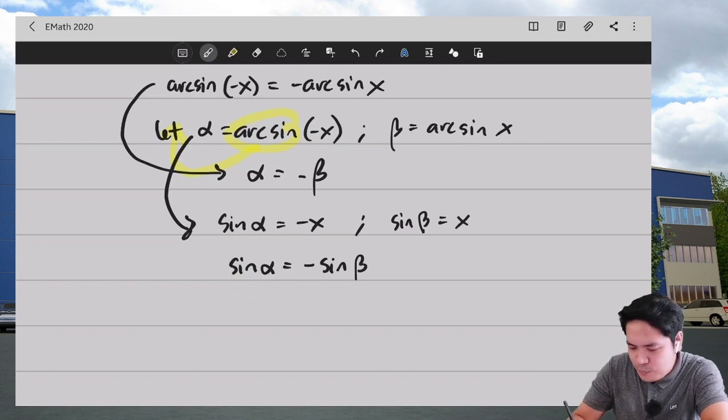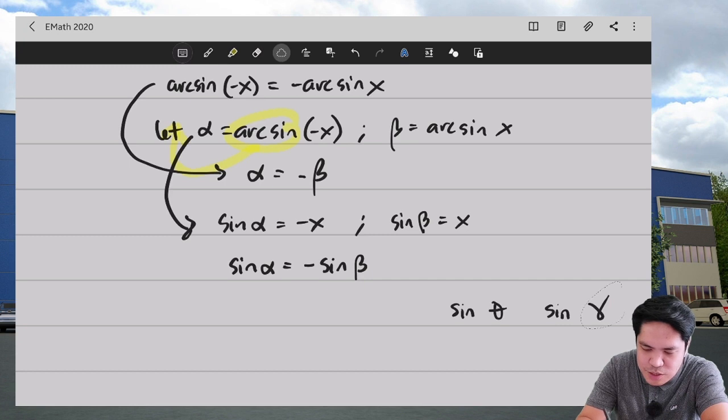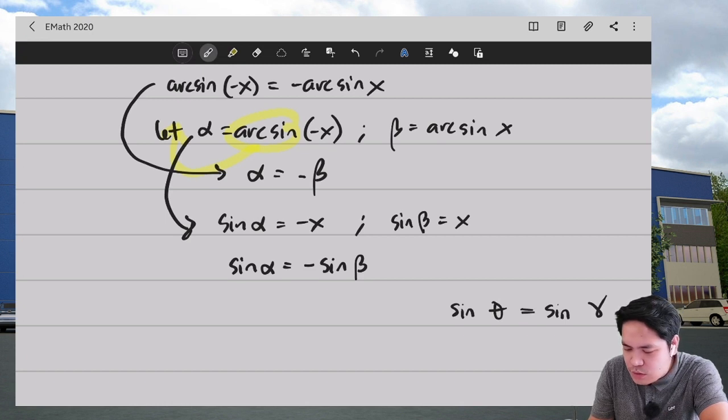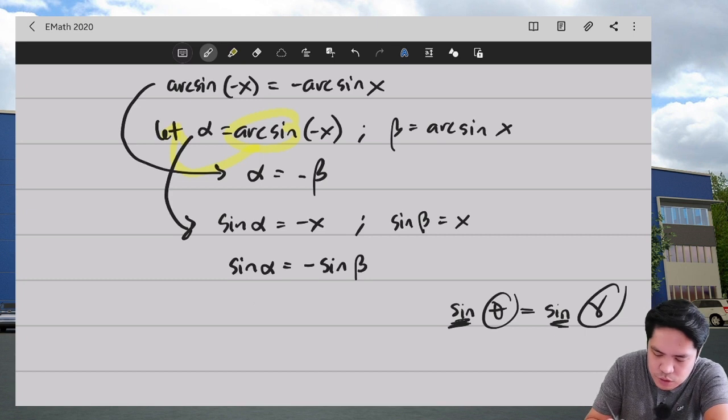For example, we have theta and we have gamma. So if you apply sine to theta and you also apply sine to gamma, and if the result is equal, so that means theta is just equal to gamma. Parang ganun lang, no? So if they are the same, the same lang naman yung in-apply mong function. So therefore, dito, alpha is equal to negative beta.